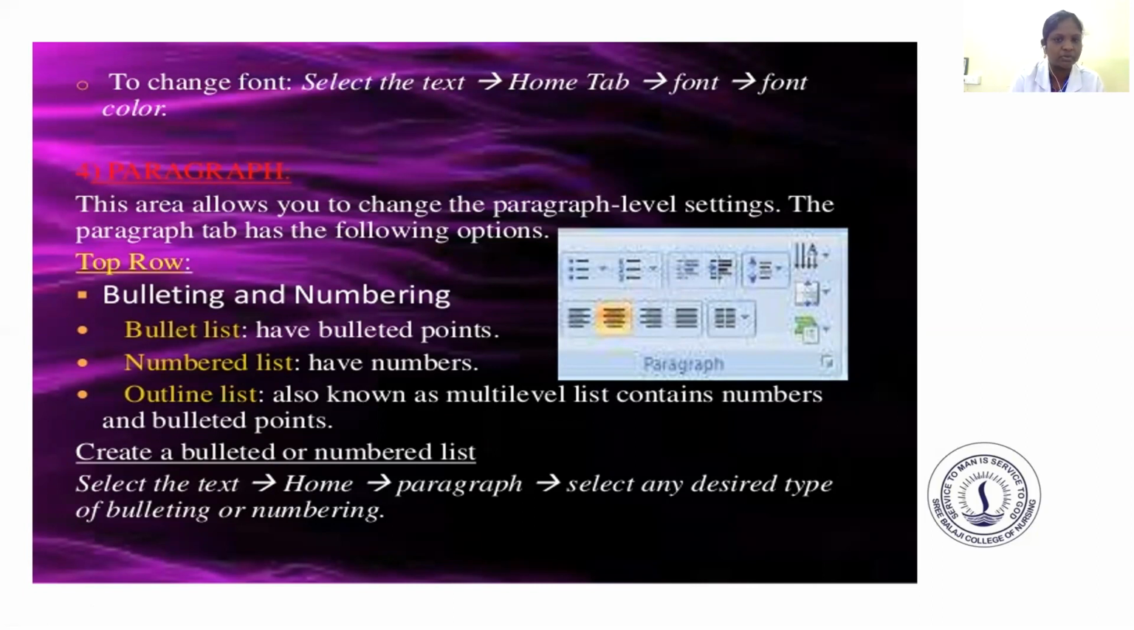In the top row, we see only the top row, bulleting and numbering. The bullet list has bulleted points, the number list has numbers, and the outline list, also known as the multi-level list, contains numbers and bulleted points. And the next one is to create a bullet or number list. Select the text, go to Home and Paragraph and select any desired type of bullet or number.